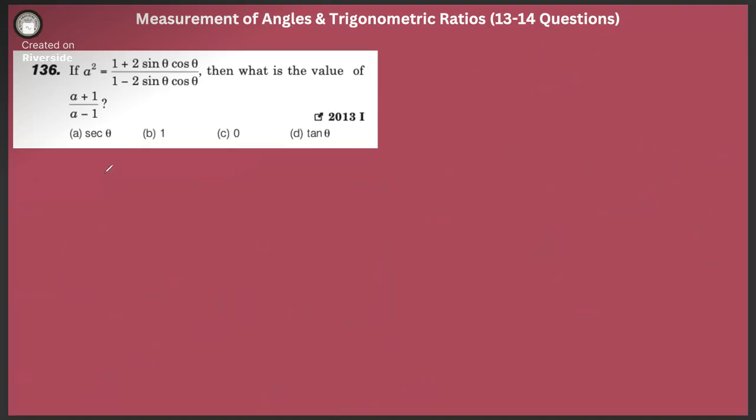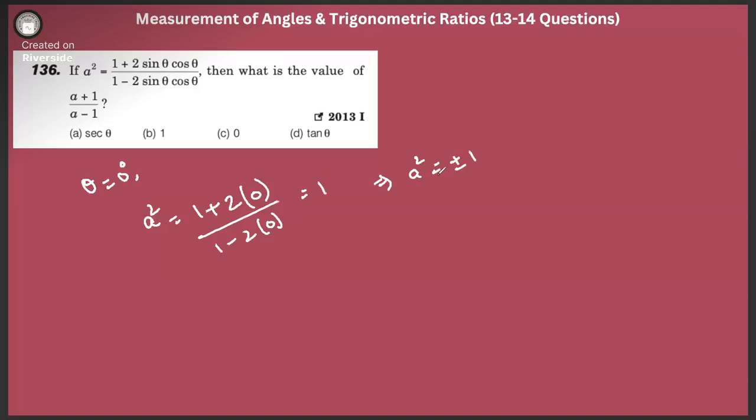Over here in this particular question, let's just try and explore, theta is equal to 0. What happens? A square is equal to 1 plus 2 sine 0, which is 0, so the whole numerator becomes 0 divided by 1 minus 2 into 0, that means 1. Means A square is equal to plus or minus 1. Can we have A is equal to plus or minus 1? Can we have A is equal to 1? Is it possible? The denominator becomes 0 and we don't want that.